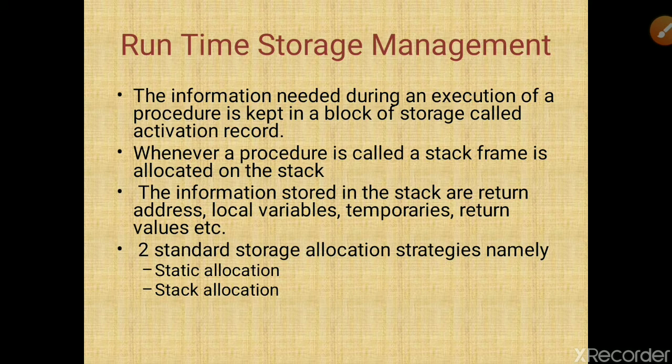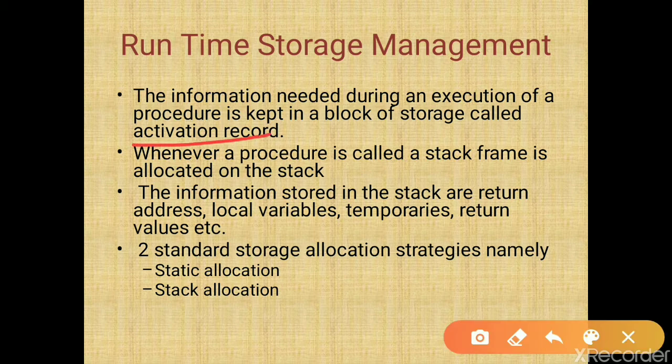In runtime storage management, the information needed during the execution of a procedure is kept in a block of storage that we call an activation record. Whenever a procedure is called, a stack frame is allocated on the stack, and the information stored there includes the return address, local variables, temporary arrays and return values. When the procedure finishes, it is removed. Mainly two storage allocation strategies are there.